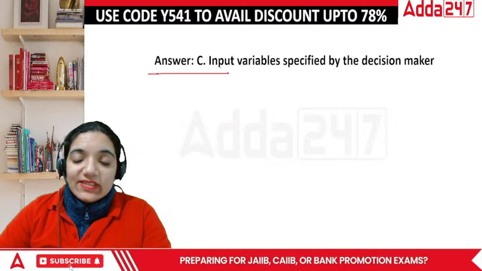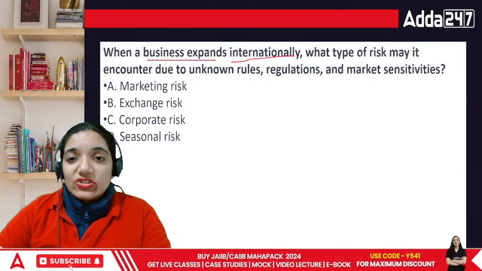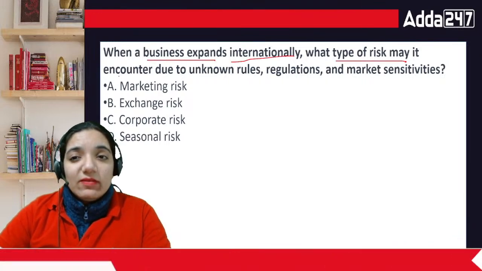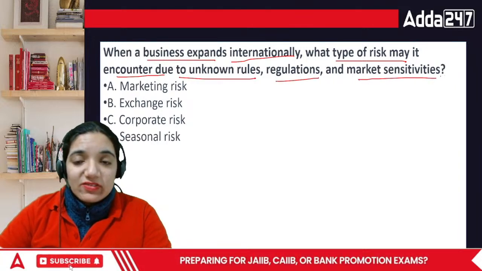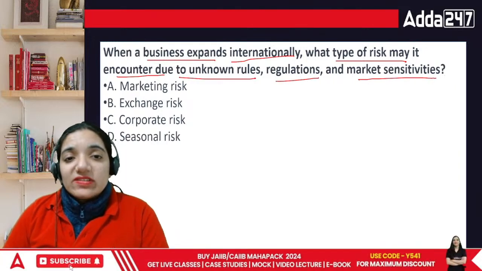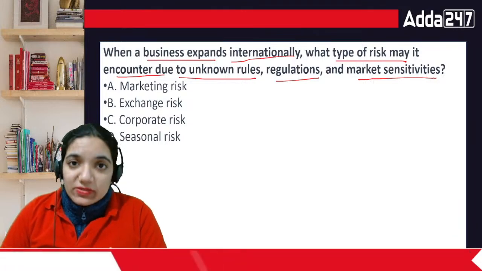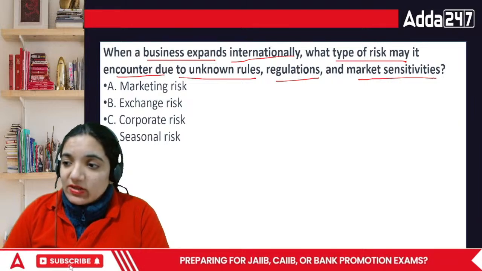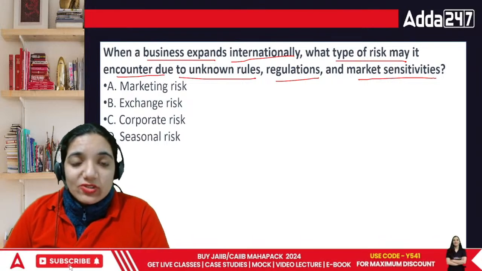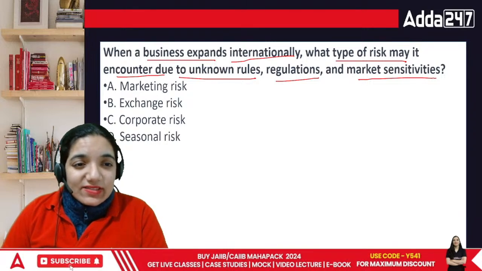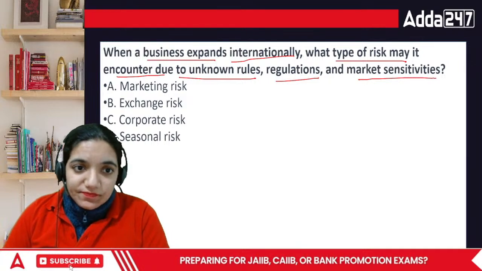The answer is C. When a business expands internationally, what type of risk may it encounter due to unknown rules, regulations, and market sensitivities? For example, when Tata went abroad. Tata has been working not only in our country, it is a car which is being sold outside India as well. What type of risk do they encounter? Marketing risk, exchange risk, corporate or seasonal?